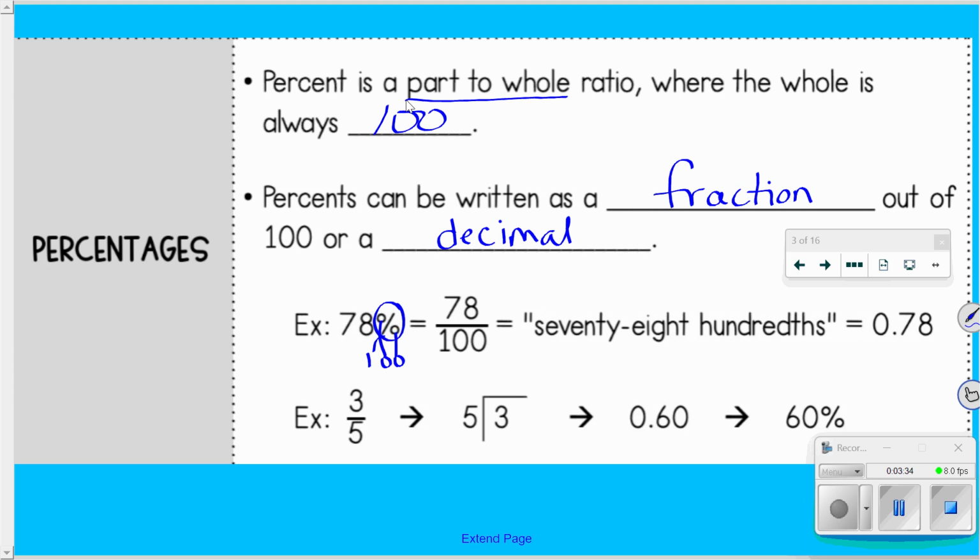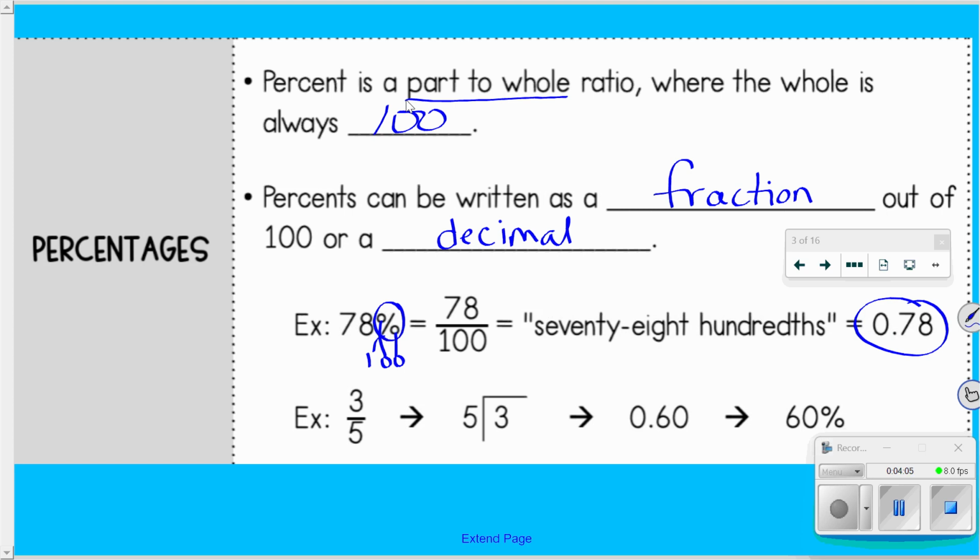Now, here's an interesting thing that I'm trying to get you guys to speak proper mathematics. How do I say this number? 78 hundredths. Guys, try to get away from saying 0.78 as seven thousand eight hundred. That really doesn't make sense mathematically.